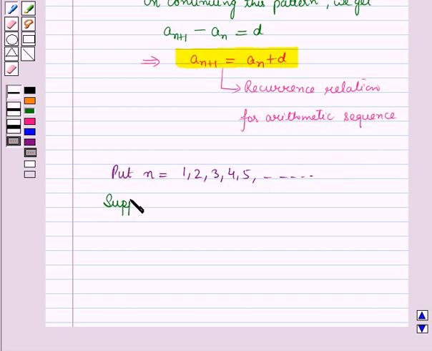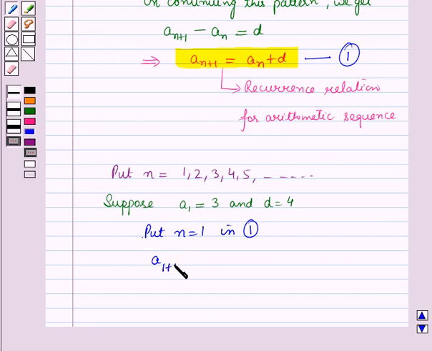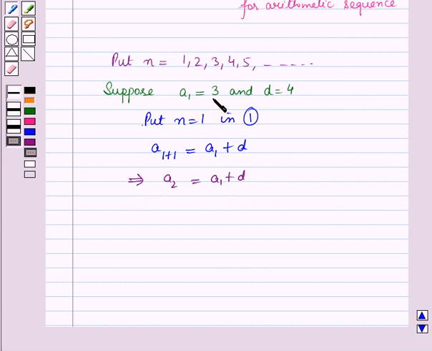Now, suppose we have a1 is equal to 3 and d is equal to 4. Let us denote this equation by equation 1. And now we will put n is equal to 1 in equation 1. And here we have a(1+1) is equal to a1 plus d, which implies a2 is equal to a1 plus d. Now a1 is 3 and d is 4. So this implies a2 is equal to 3 plus 4. So a2 is equal to 7.